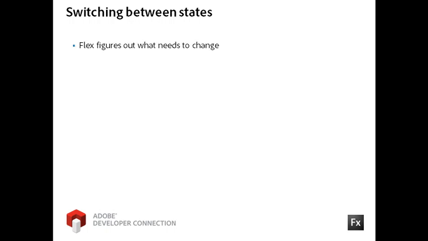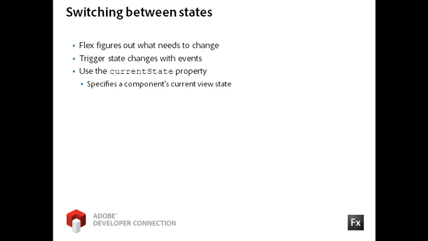When switching between states, Flex figures out everything that needs to change between the two states. You trigger a state change from an event like a button click or the loading of data. The key to controlling view states is the current state property of a component. As its name implies, this property holds the current view state of the component. In my example, the component is the application, and its current state property is the login state. To switch between states, you set the current state property to another view state name.